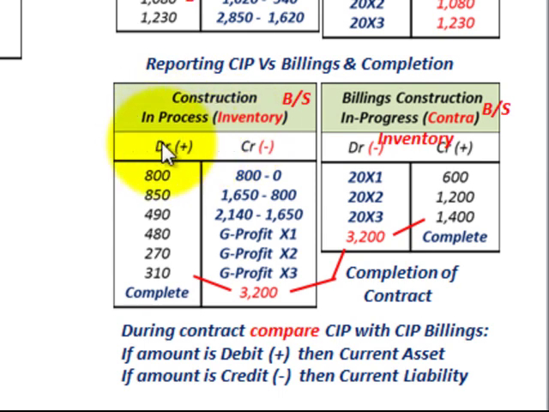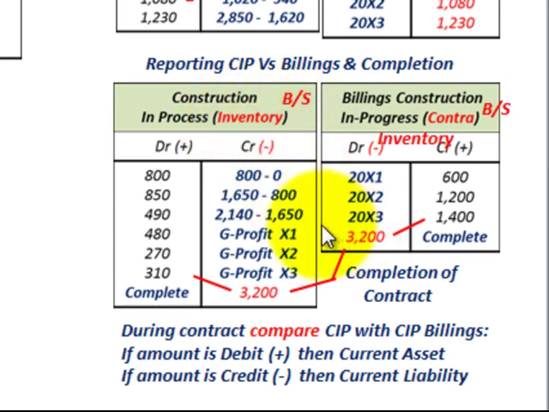Both of them are on the balance sheet, and we could put them as the contra inventory account that we looked at. So you can see here, debits in your construction in process inventory account are a debit plus, and here is a debit minus on this contra billings on construction account. And then a credit minus here is a credit plus there. Billings on construction in process is that contra inventory account, which reduces the construction in process account.